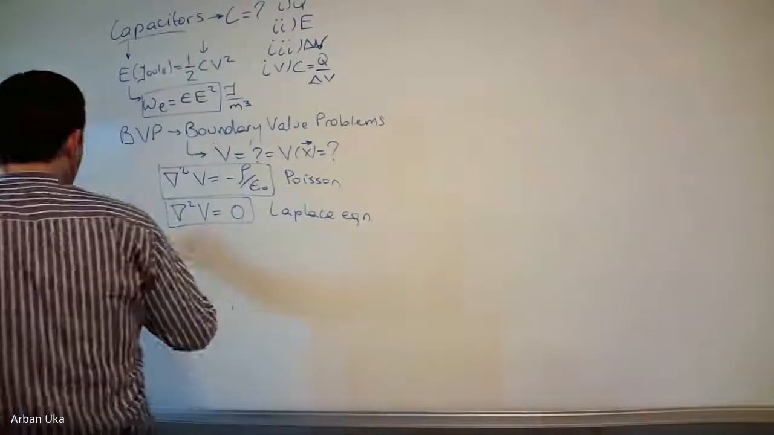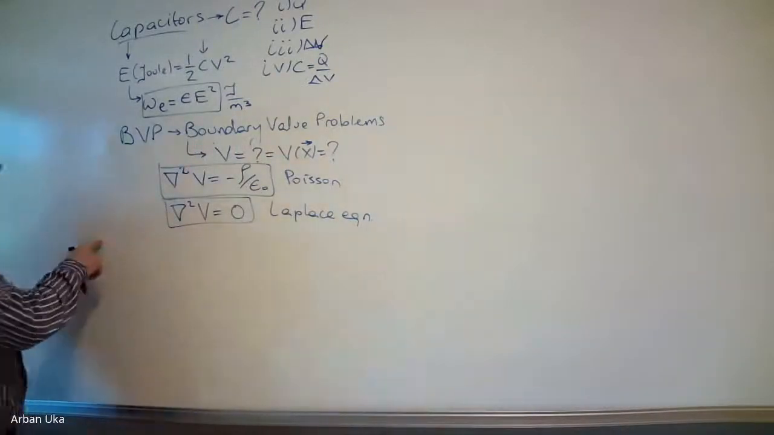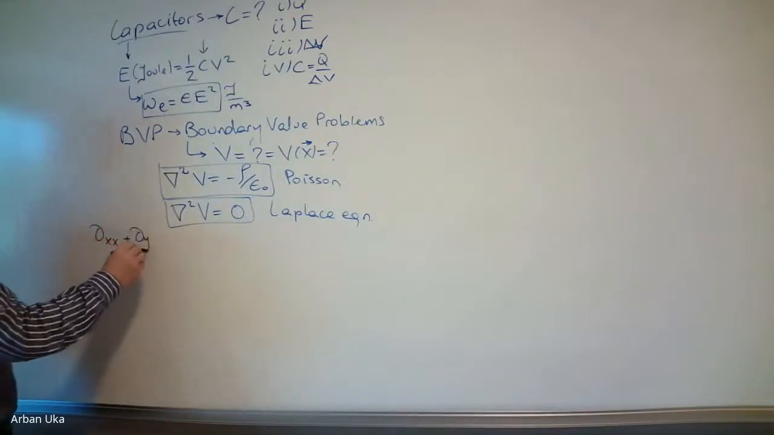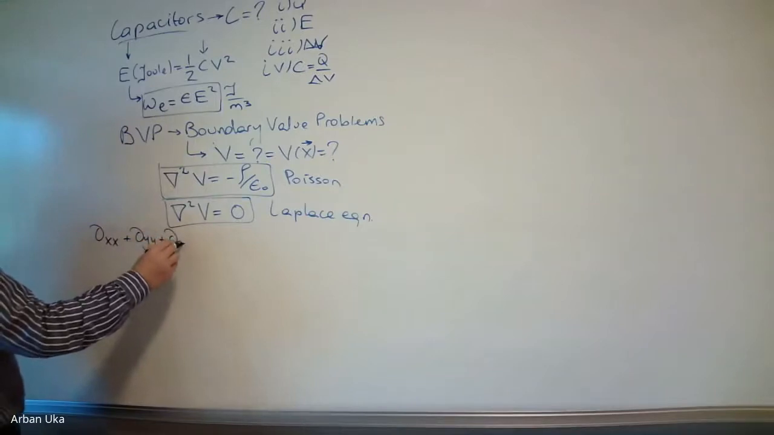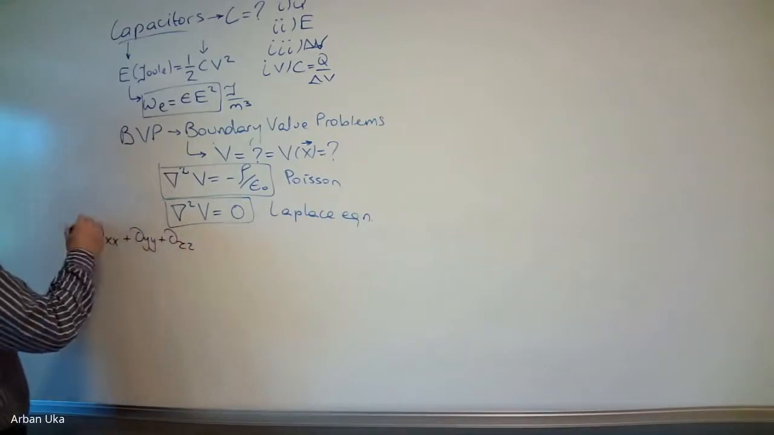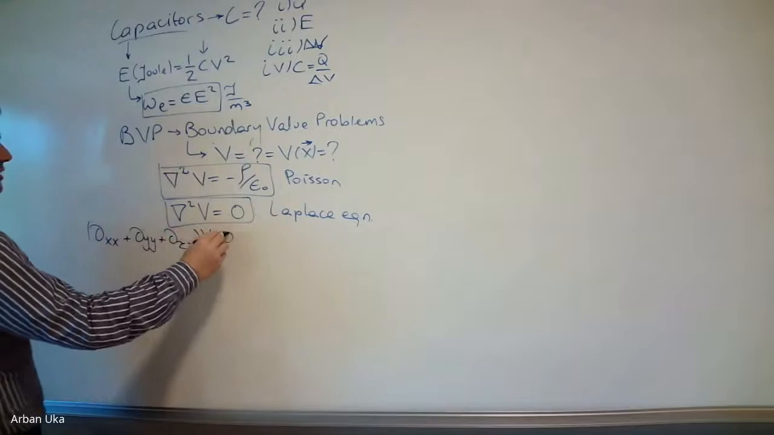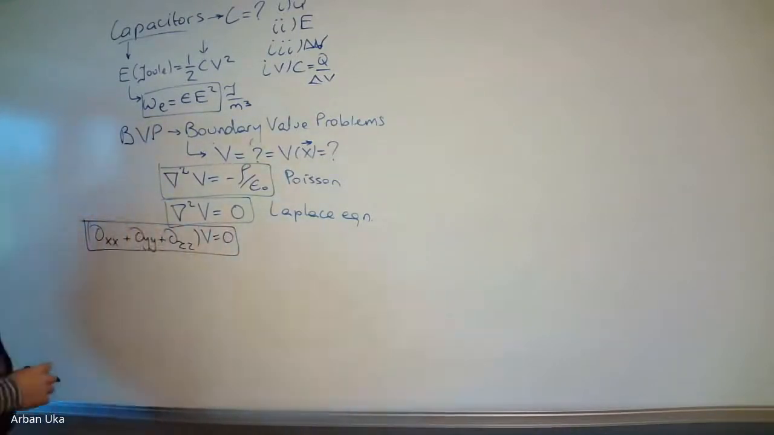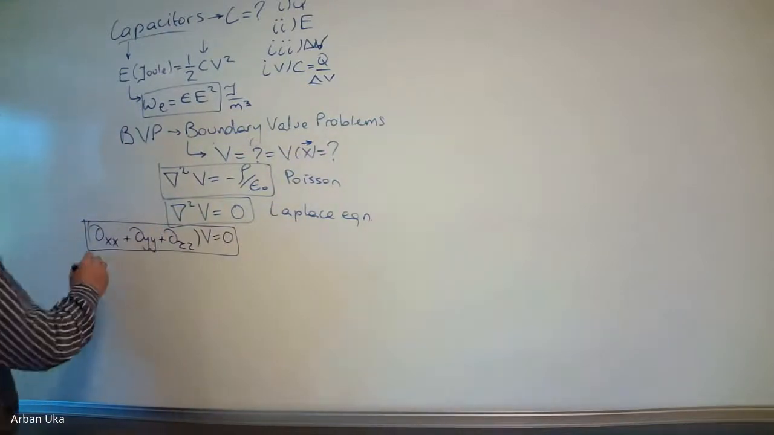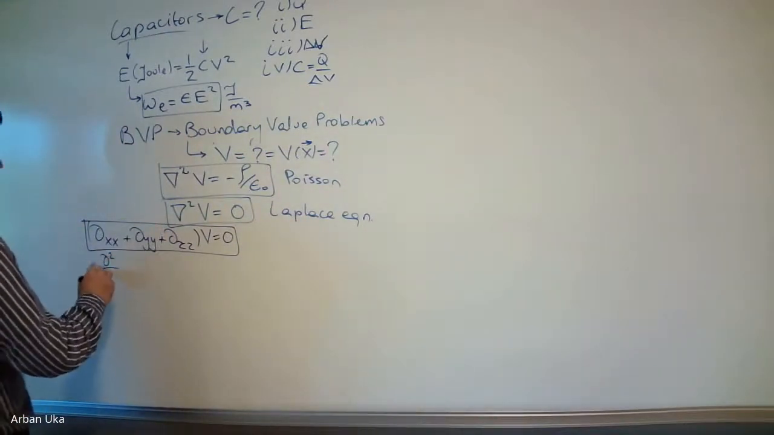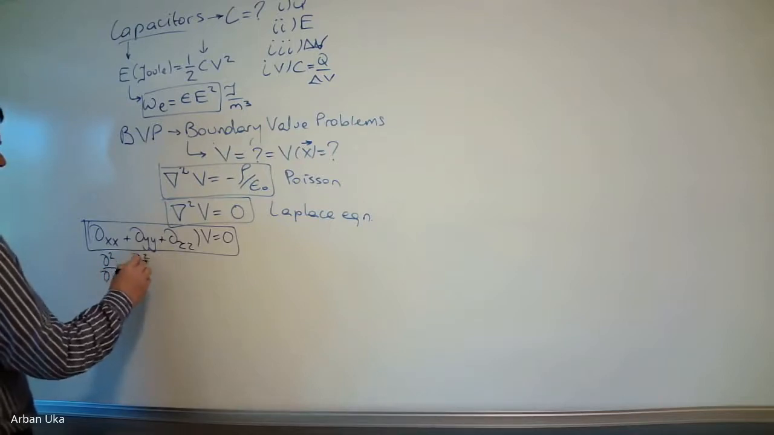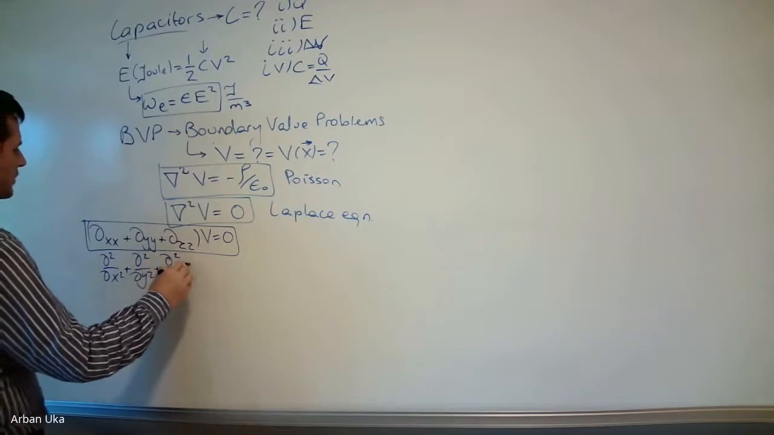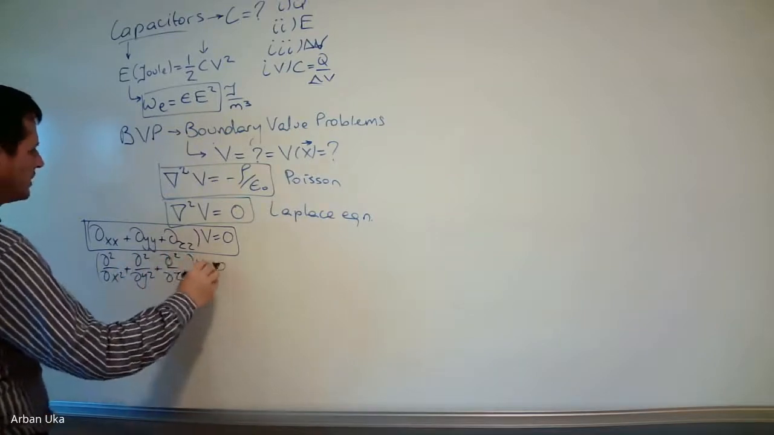So this one can be formulated as the second derivative with respect to x, plus the second derivative with respect to y, plus the second derivative with respect to z, times the potential. This would be equal to 0. So this is the Laplacian in the Cartesian coordinate system, which we can also read this way: the second derivative with respect to x squared plus the second derivative with respect to y squared plus the second derivative with respect to z squared, V would be equal to 0.